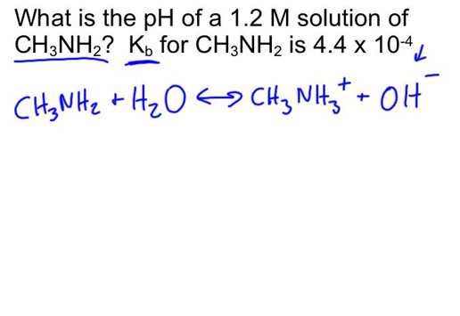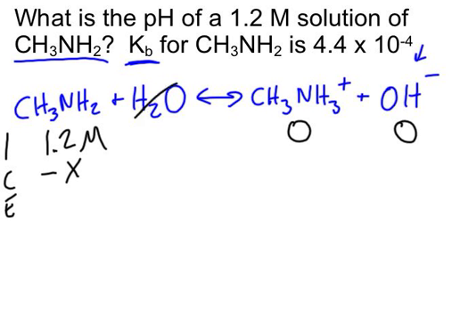So we'll set up our ICE chart like before. Our initial, change, and equilibrium. Our initial concentration of this is 1.2 molar. And our initial concentrations of these we always assume are 0. And how much is this concentration of CH3NH2 dropping by? We don't know, so we'll say it drops by X. Remember, we can ignore water for this because it's a liquid. We just don't need to include it in our expression. But if our CH3NH2 drops by X, these are going to have to rise by X. So our final concentrations are going to be 1.2 minus X, X, and X.